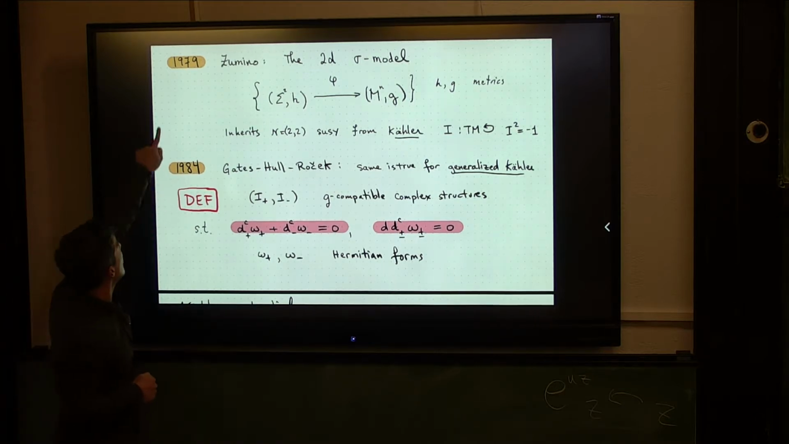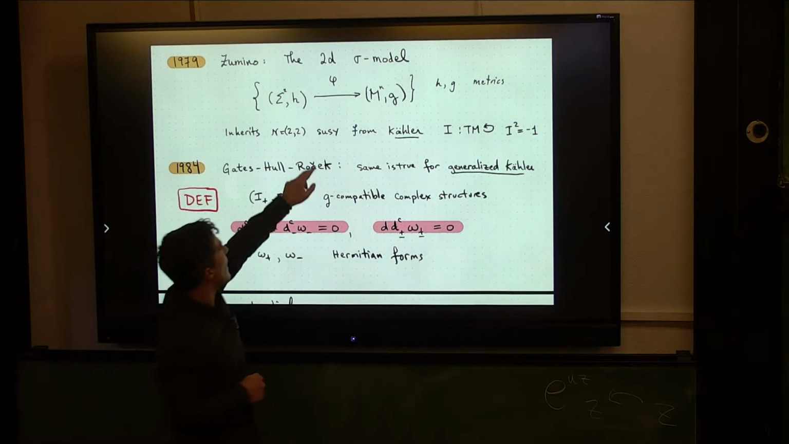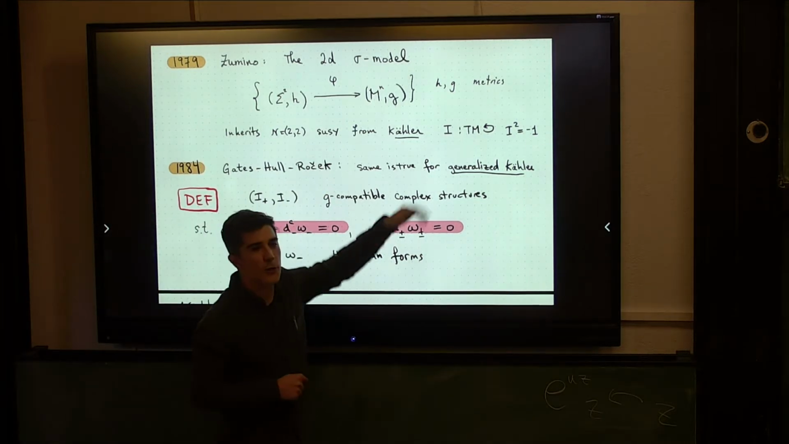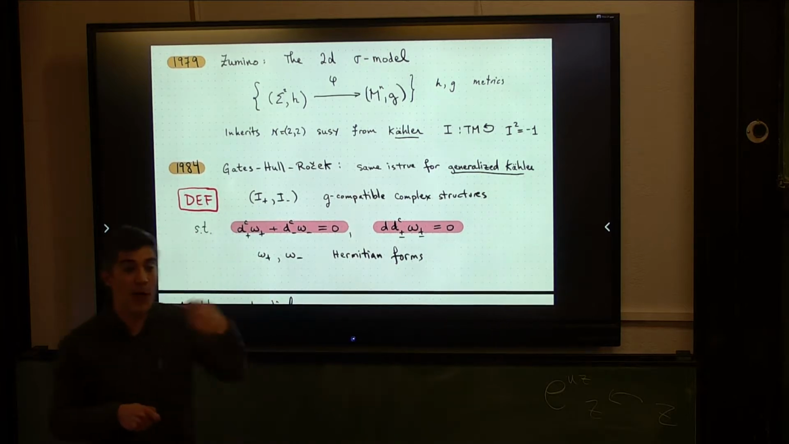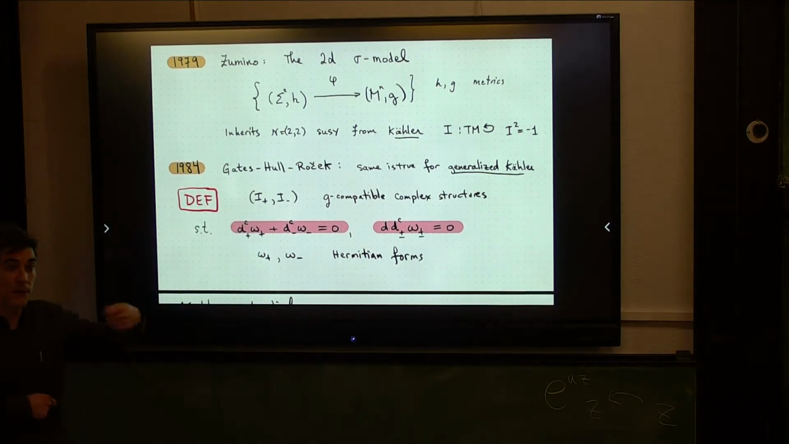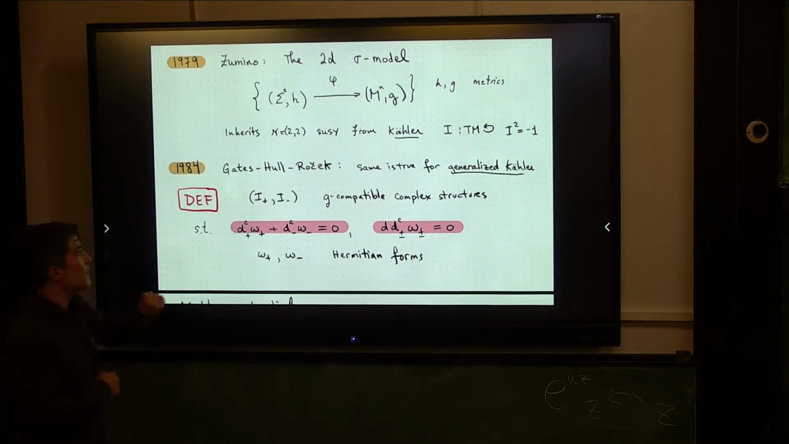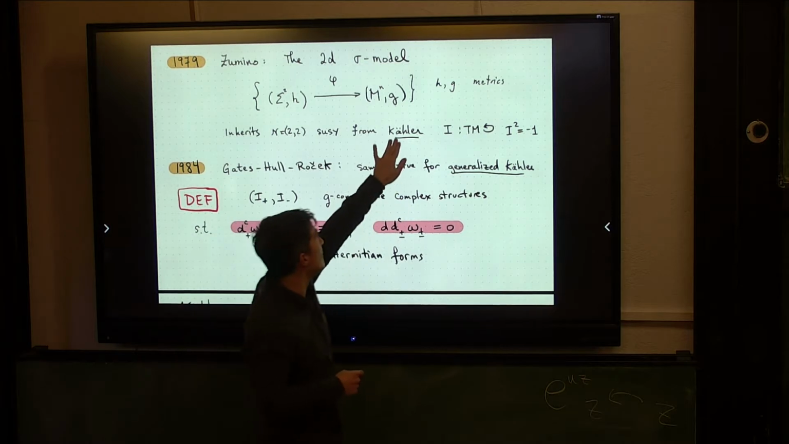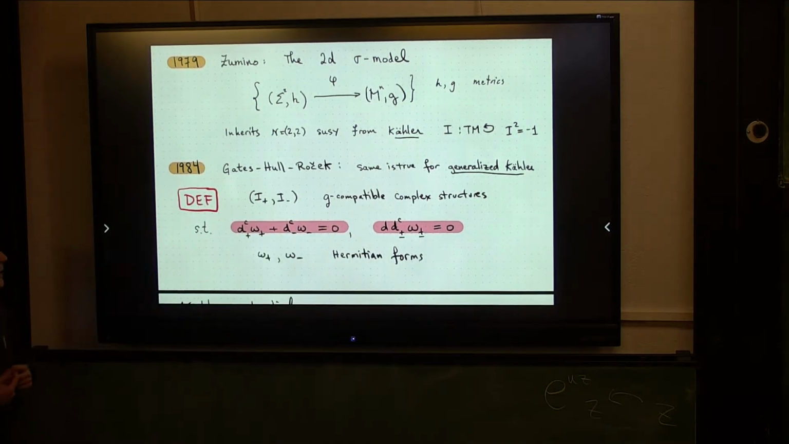Okay, and then a few years later, Gates, Hull, and Rocek realized that Zumino's observation was not a one-to-one correspondence. He did not prove that if you have this supersymmetry represented on the fields, it must be that the target is Kähler. He did not prove that. He just observed the reverse. He said that if it is Kähler, then you do get a representation of the 2,2 superalgebra.